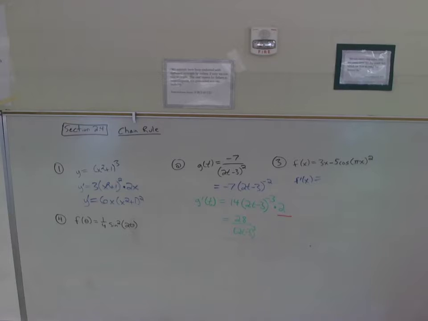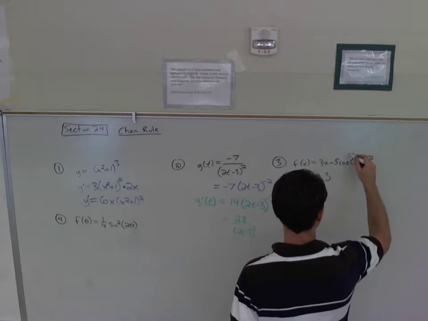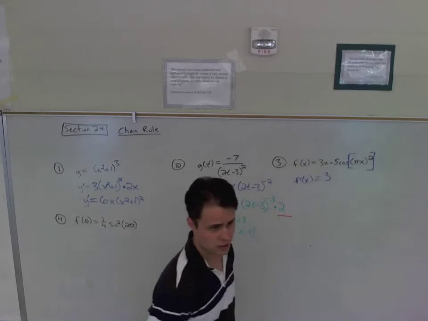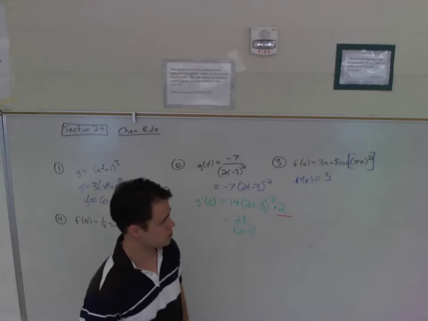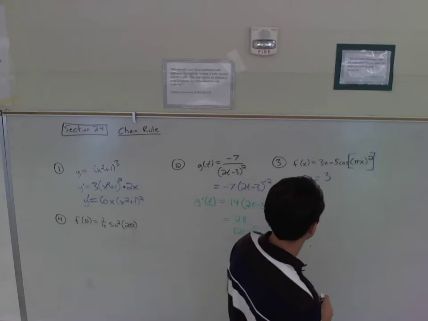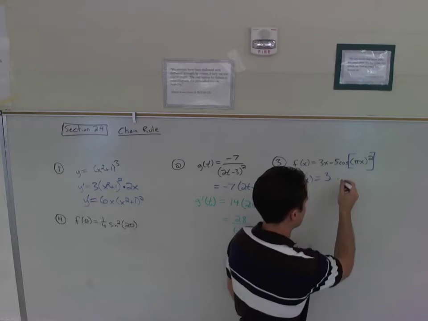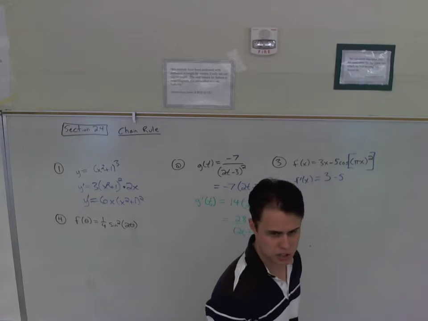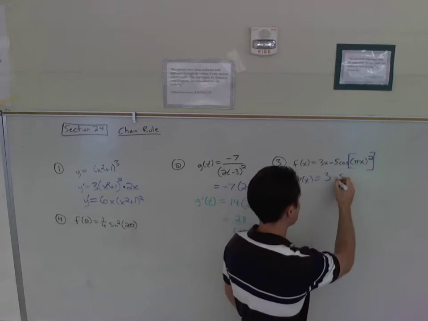Okay, is this cosine squared or cosine of something squared? That's kind of tricky sometimes. Let's write it like this just to be clear, so we can think about it more clearly. So what's the outside function? The outside function is cosine. Well, it will be sine. It's going to be 5 plus 5 sine.